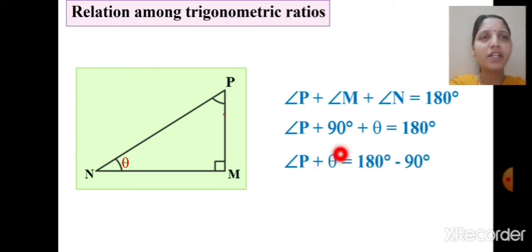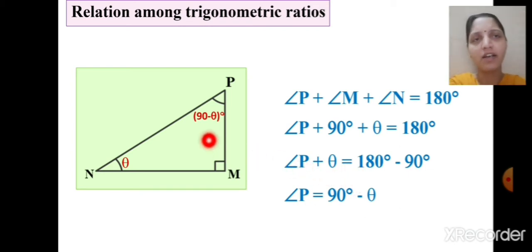Now shift this 90 degrees to the other side, you will get angle P plus theta is equal to 180 degrees minus 90 degrees, that is equal to 90 degrees. Now shift this theta to the other side, you will get 90 degrees minus theta. That means angle P is equal to 90 degrees minus theta. So if you consider any acute angle of the right angle triangle as theta, then the other acute angle will be 90 minus theta. Okay, so this you have to remember.